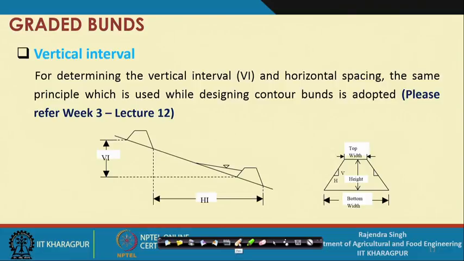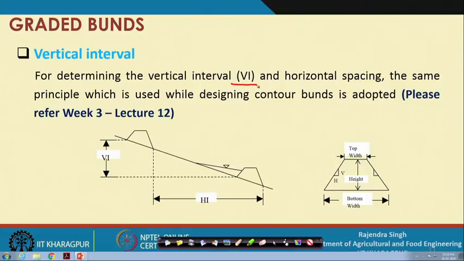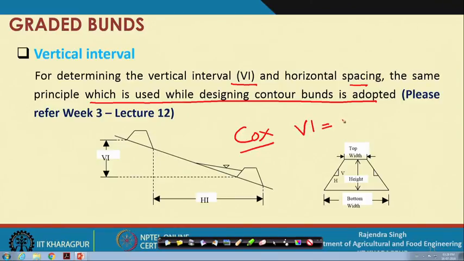Now, determining the vertical interval and horizontal spacing, the same principle which we used while designing contour bunds is adopted, and this is the vertical interval, this is the horizontal interval. We remember we had 3 different formulas. As I said, the Cox formula is most commonly used for calculating the vertical interval, where it is given as VI = 0.3 (x s + y). s is the land slope, VI is the vertical interval, and x and y are the factors accounting for rainfall.